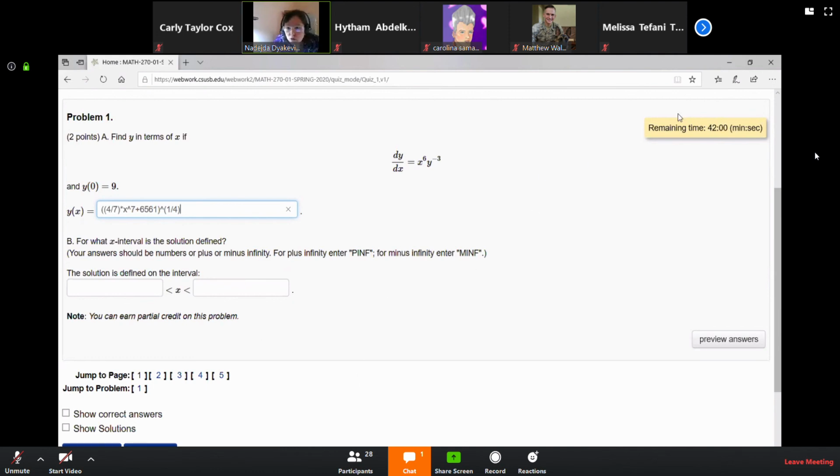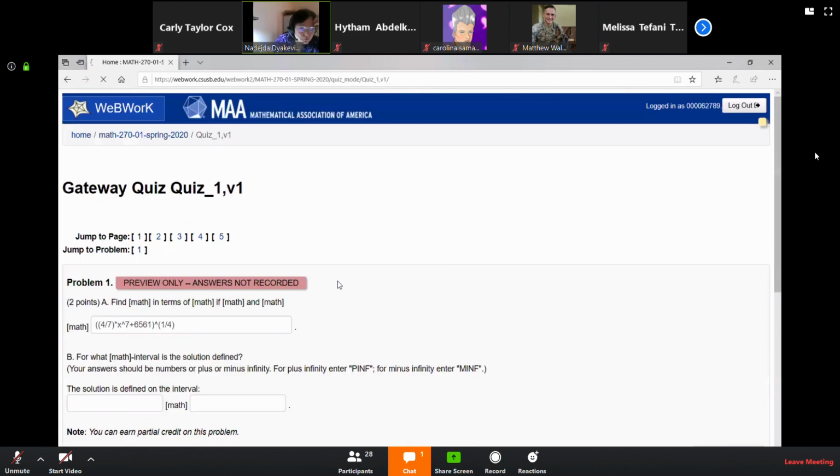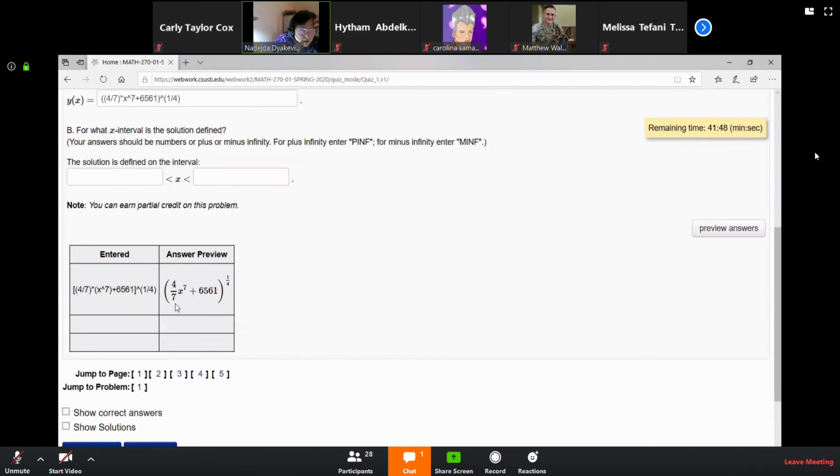Also, there should be a preview somewhere here. Yeah, there is a way to preview this. Let me see what this looks like. Does this look like what we got? 4 over 7 x to the 7 plus 65, 61 to the power quarter. Yeah, I believe this is what I wanted to type in.